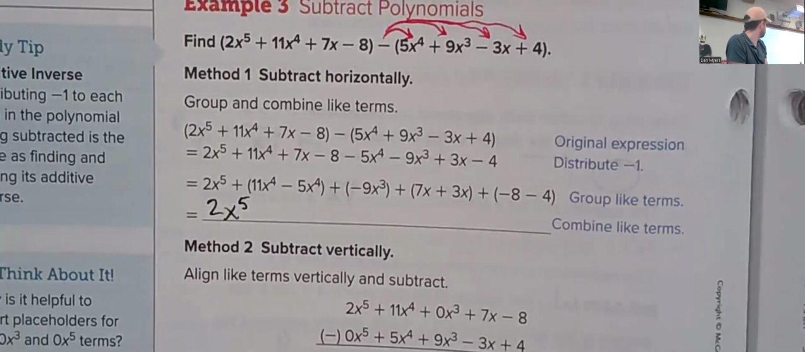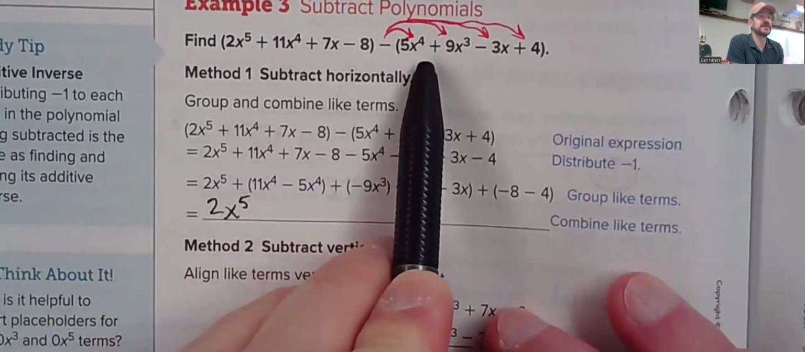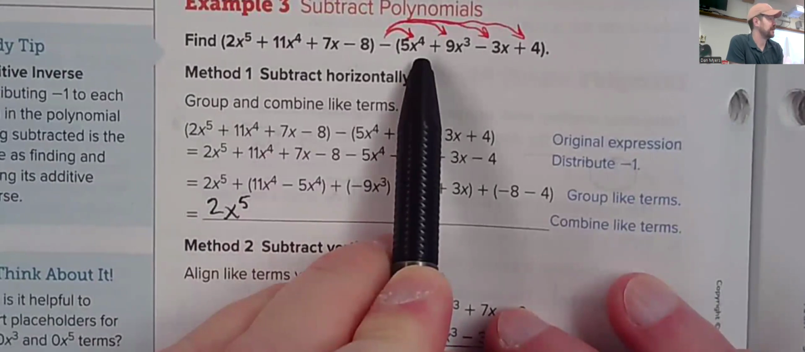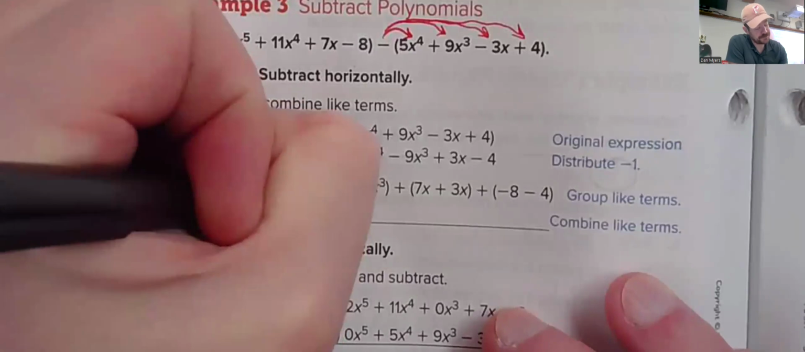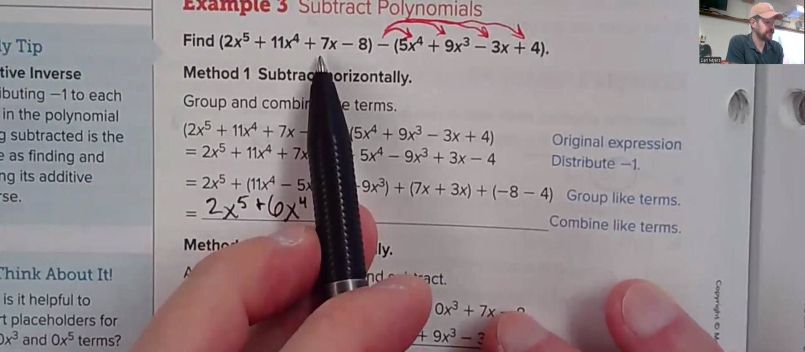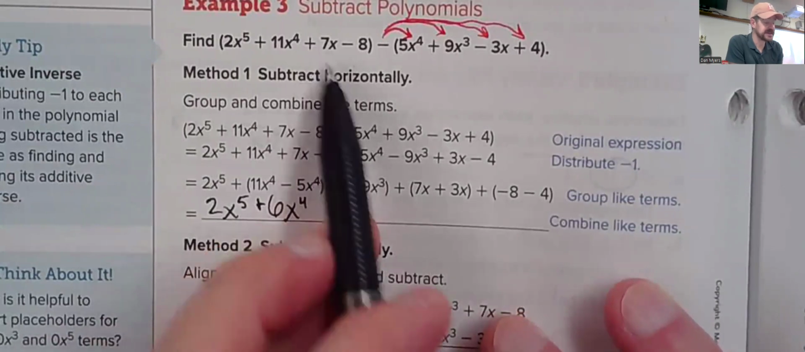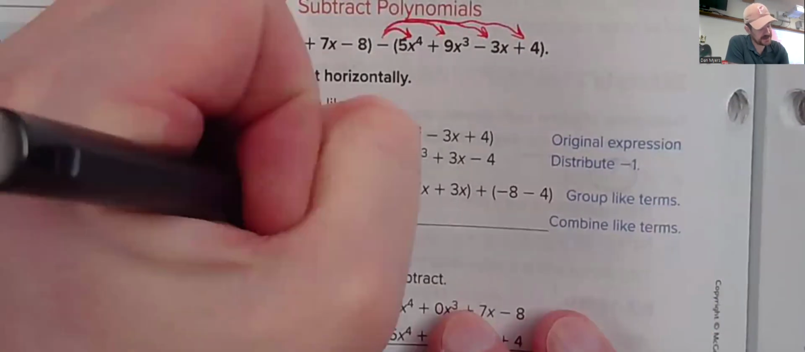And then we've got 11x to the fourth power minus 5x to the fourth power. So 11 minus 5 would be 6. So it would be plus 6x to the fourth. And then x cubed. There is no x cubed here in the first set of parentheses. There is in the second one, and it's a negative. The negative applies to the 9x cubed. So I'm going to write minus 9x cubed.